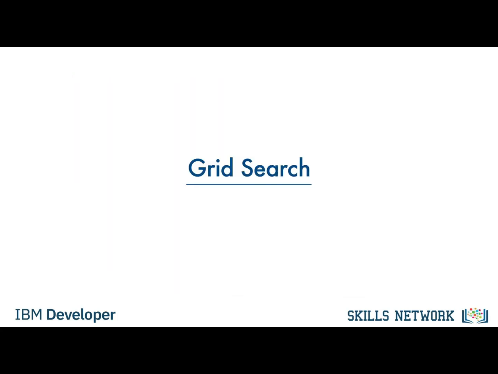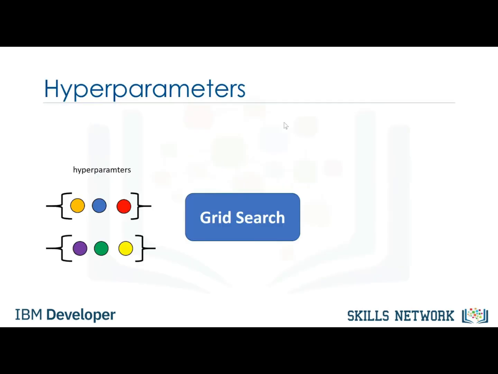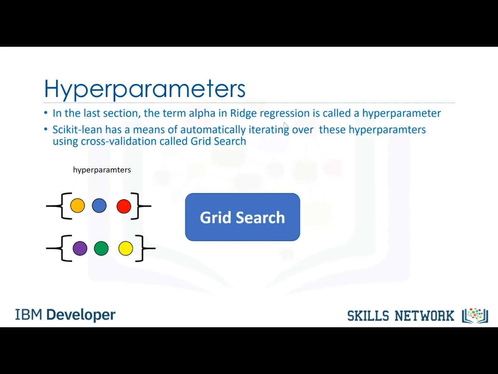Grid search allows us to scan through multiple free parameters with few lines of code. Parameters like the alpha term discussed in the previous video are not part of the fitting or training process. These values are called hyperparameters. scikit-learn has a means of automatically iterating over these hyperparameters using cross-validation. This method is called grid search. Grid search takes the model or objects you would like to train and different values of the hyperparameters. It then calculates the mean square error, or R-squared, for various hyperparameter values, allowing you to choose the best values.